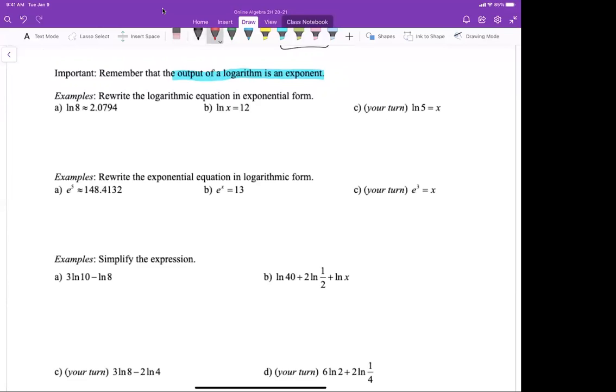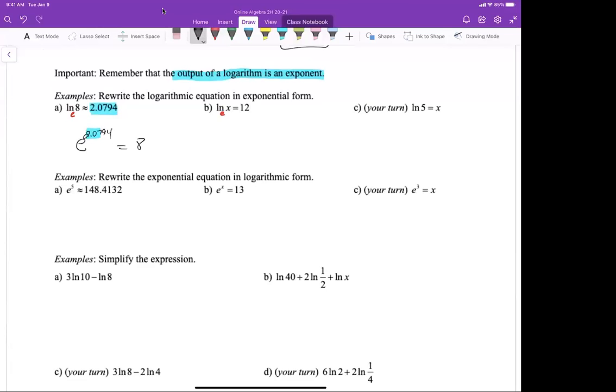Well, this is base e, so the base is e. The output of a logarithmic function is an exponent. So that is 2.0794, and it equals 8. So when we take the natural log of 8, we're asking e to what power is equal to 8, and that is approximately 2.0794.